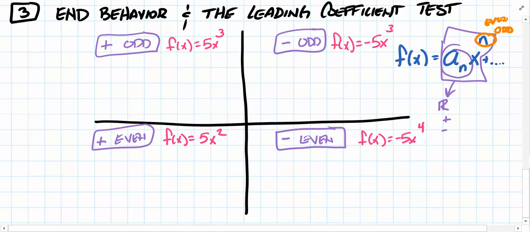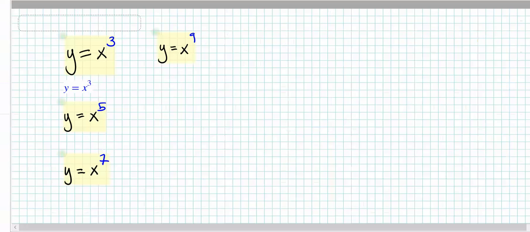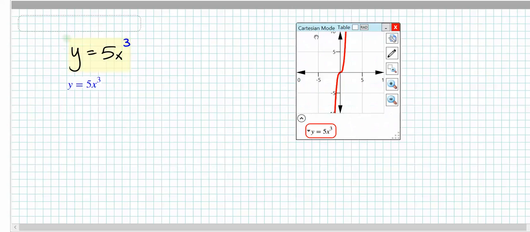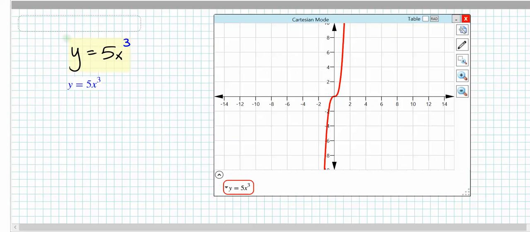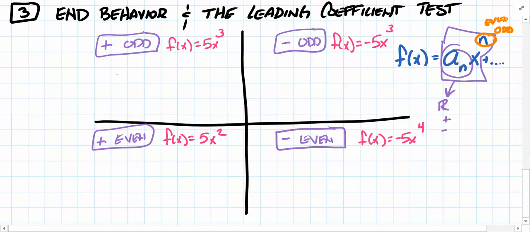So let's talk about the one that we had first, which was 5x to the third. When we graph this, here's what we're looking for. We're looking for end behavior. So we're looking for what the graph is doing on this end and what the graph is doing on that end. How would you describe that? Up and down, right? So this is kind of like down on the left and up on the right. You guys agree with that? Okay, so this graph would look something like this. Down on the left, up on the right.